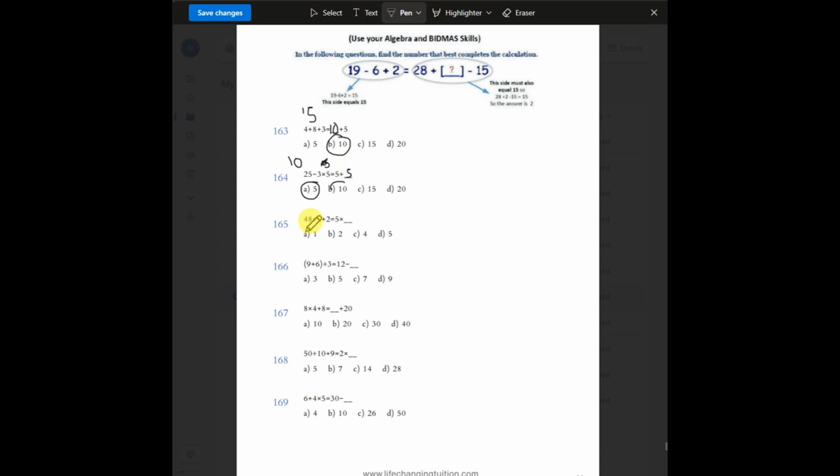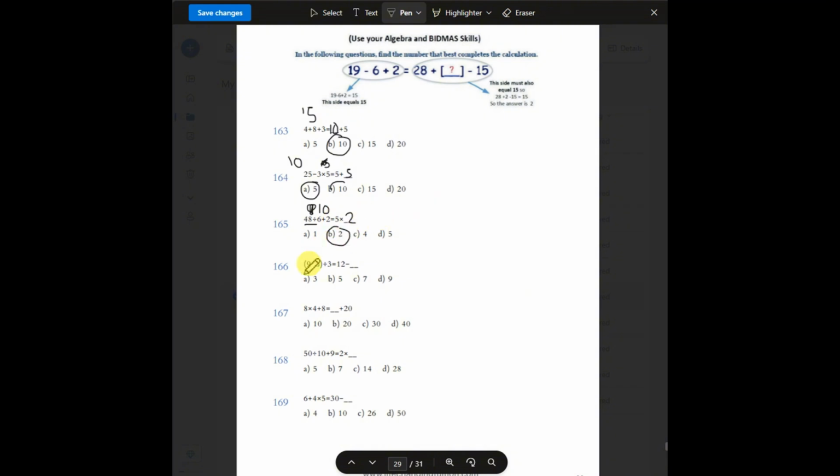Again, you do 48 divided by 6, which is 8. If you add 2 to that, that gives you 10. So the left side is equal to 10 once again. What do I have to multiply 5 by to make 10? I have to multiply it by 2.